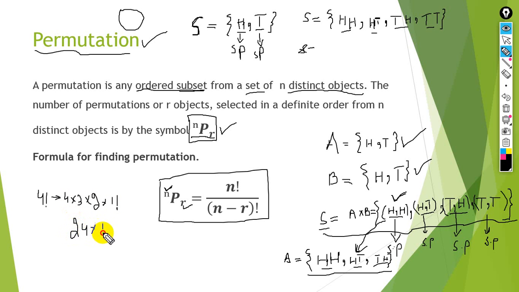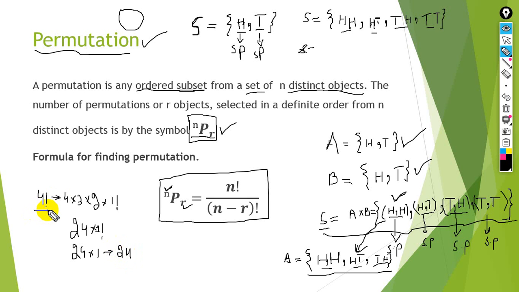Multiplied by 1 factorial. Now in mathematics, 1 factorial is equal to 1. So 24 multiplied by 1 is equal to 24. So we can say this is 4 factorial.